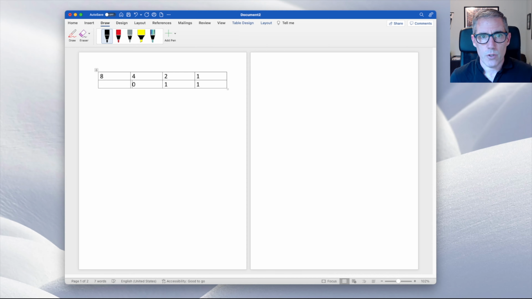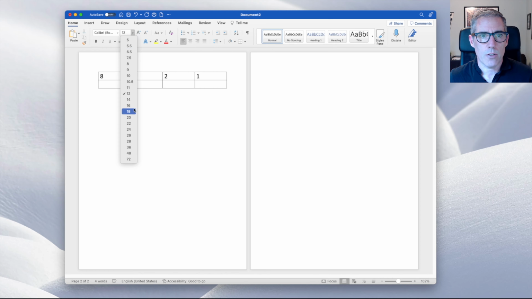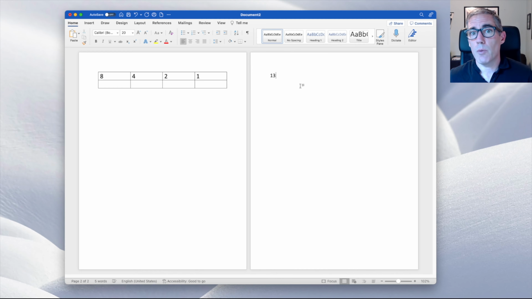So if we go to a decimal number, a 10-digit number, and we say, what is, let's make this bigger also. We'll put it on this side. What is 13 in binary? This is something we might need to do.